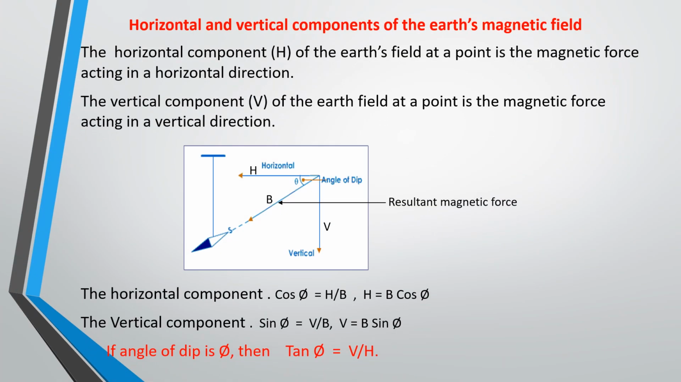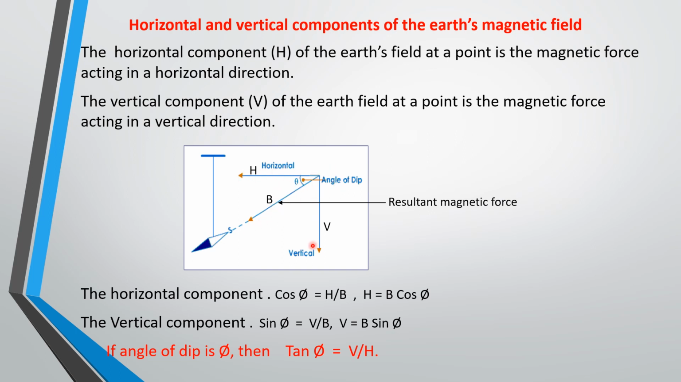So we also mention the horizontal component of the Earth's magnetic field. The horizontal component H of the Earth's magnetic field at a point is the magnetic force acting in a horizontal direction, while the vertical component of the Earth's field at a point is the magnetic force acting in a vertical direction, and that is what is represented by this direction. Okay, this is the Earth's horizontal magnetic field. So the angle between the horizontal and the Earth's resultant magnetic field gives you the angle of dip. That is what we just discussed, right?